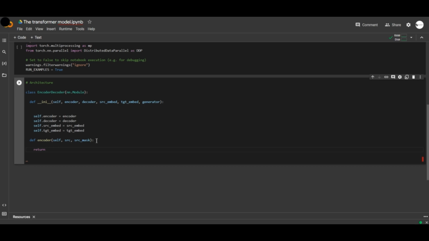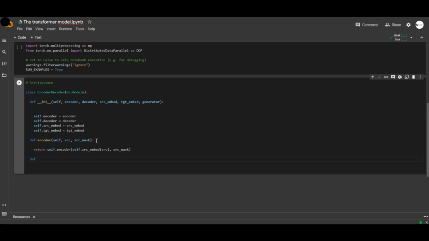Then we're gonna return self.encoder, which is going to take in the self.source embed. So we're gonna embed the source, the input rather. Then we pass in the mask, so just source mask, like so.